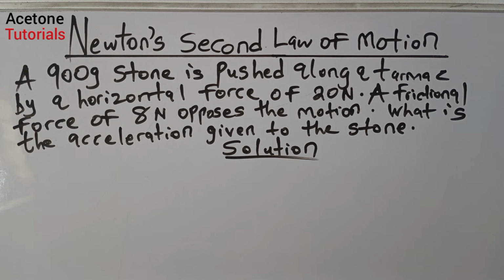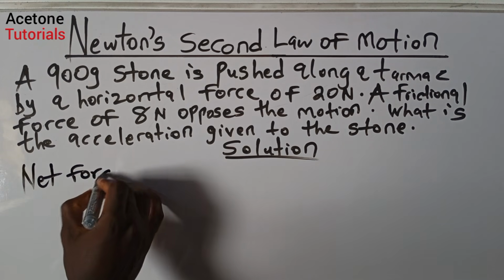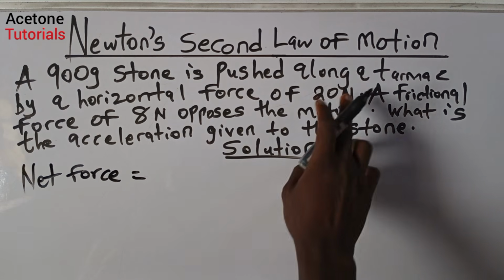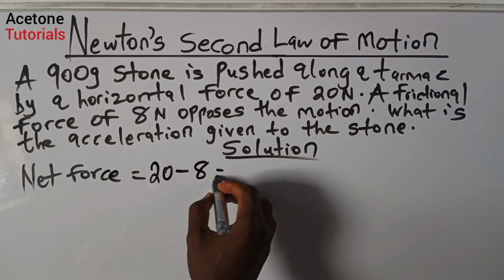Here is the question. A 900-gram stone is pushed along a tarmac by a horizontal force of 20 Newton. A frictional force of 8 Newton opposes the motion. What is the acceleration given to the stone? We know that F equals ma, where F is the net force. So we have to get the net force here. Net force is equal to 20 minus the frictional force, 20 minus 8, and that's 12 Newton.